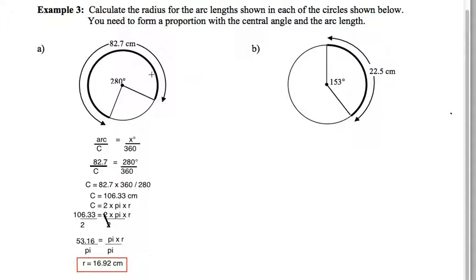You may have already understood everything from that time around, but let's breeze through this one just to make sure. So here, I've got an arc length. I've got a central angle. Let me use this formula again. Arc over circumference equals x over 360.